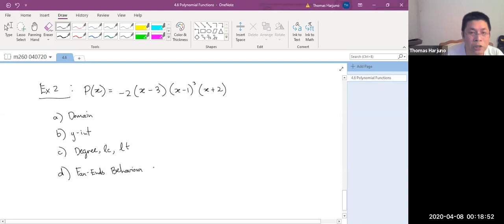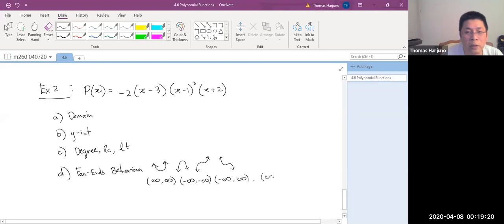You can use notation like this. Or sometimes in my old solution, I say infinity to infinity, negative infinity to negative infinity, negative infinity to positive infinity, or positive infinity to negative infinity. That's for the far end behavior. And then after that, I want you to get me the zeros with the multiplicities.